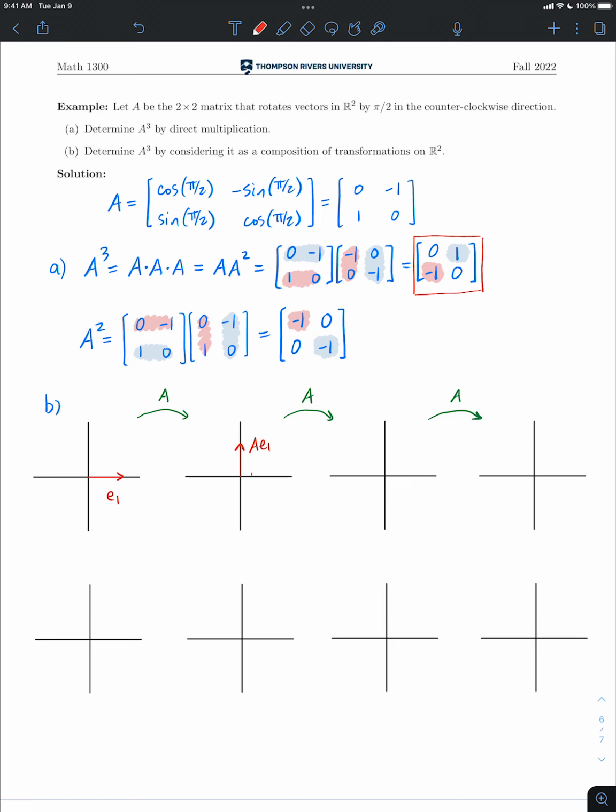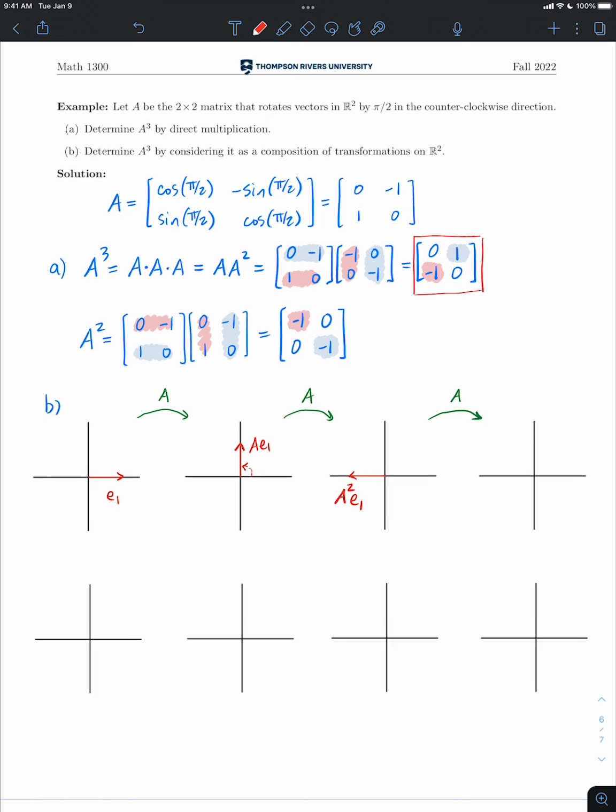Right? That's what it means to rotate that by pi over 2. Now what if we do it again? Let's apply A again and rotate it by pi over 2. Well, that's going to take you over here, and this is going to give you A squared E1. You've applied the transformation A twice.